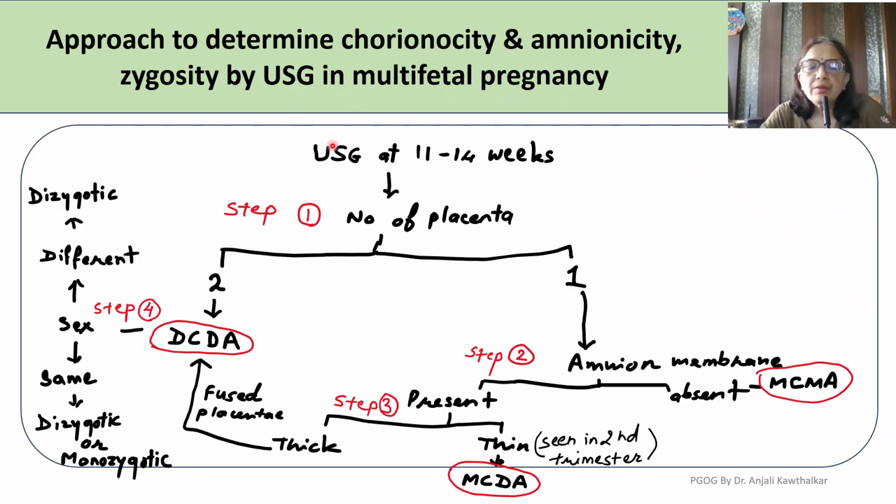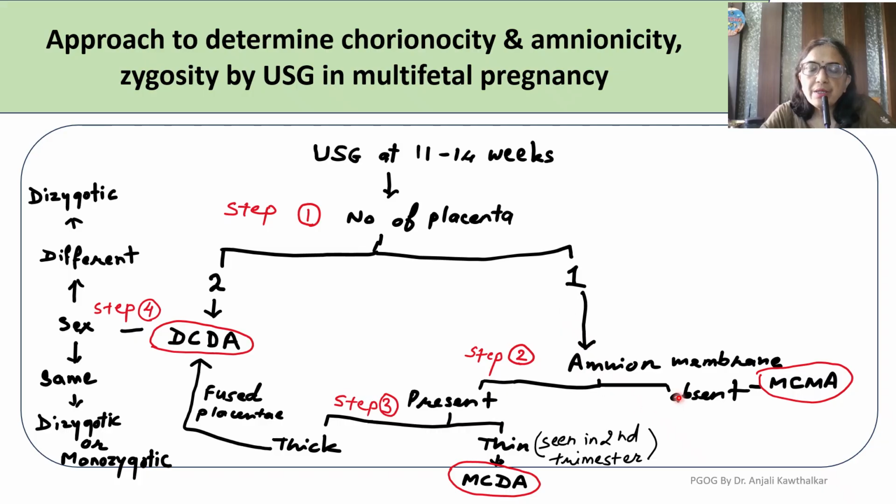So again, the approach to determine chorionicity, amnionicity and zygosity by ultrasonography in multifetal pregnancy. Ultrasonography should be done at 11 to 14 weeks. Step 1 is to see the number of placentae, whether there are two or a single one. If the number of placentae is 2, it is a dichorionic diamniotic pregnancy. If it is single, the next step is to look at the amniotic membrane.